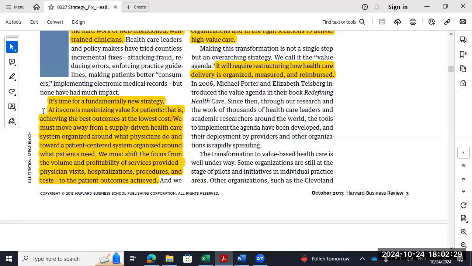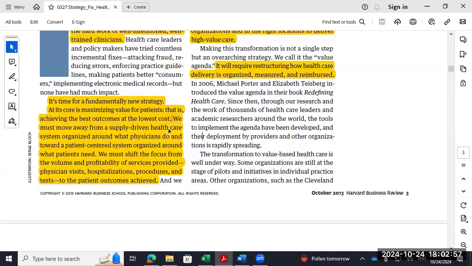And here's his model. You definitely need this in your summary. The best outcomes at the lowest cost. He calls this his value equation. So it's not just quality. You could get the best quality in the world if you spend another $6 trillion. So it's not quality. The way he defines it is what's of value to the patient over what it costs to give them that. That's what they're looking for. Achieving the best outcomes at the lowest cost.